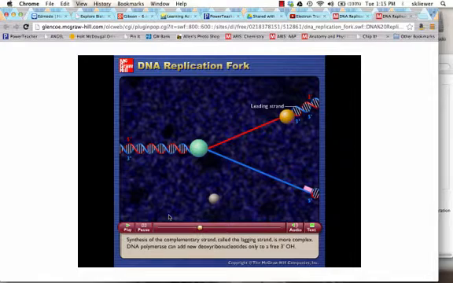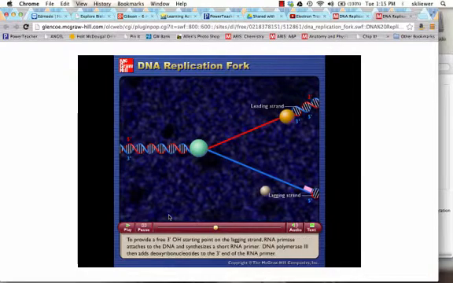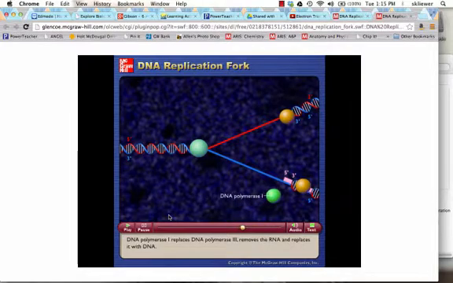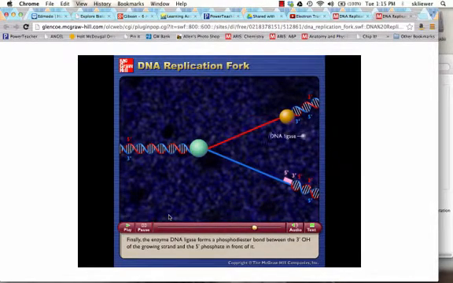DNA polymerase can add new deoxyribonucleotides only to a free 3' OH. To provide a free 3' OH starting point on the lagging strand, RNA primase attaches to the DNA and synthesizes a short RNA primer. DNA polymerase 3 then adds deoxyribonucleotides to the 3' end of the RNA primer. DNA polymerase 1 replaces DNA polymerase 3, removes the RNA, and replaces it with DNA. Finally, the enzyme DNA ligase forms a phosphodiester bond between the 3' OH of the growing strand and the 5' phosphate in front of it.